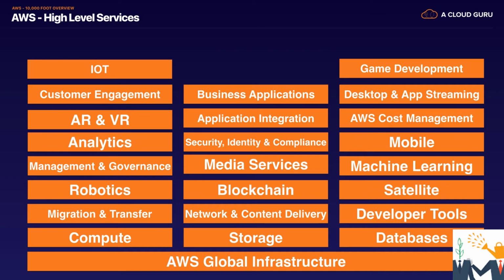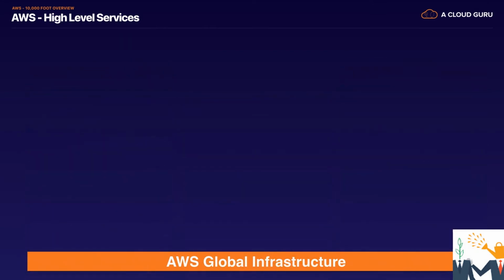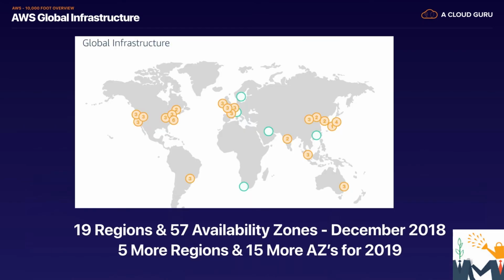So let's go ahead and start with the fundamentals, and let's look at AWS global infrastructure. So what's the difference between a region, an availability zone, and an edge location? So we'll start with the global infrastructure. So there's currently 19 regions and 57 availability zones around the world as of December 2018. And there's going to be 5 more regions and 15 more availability zones for 2019 that are currently announced. Of course, there's going to be more.